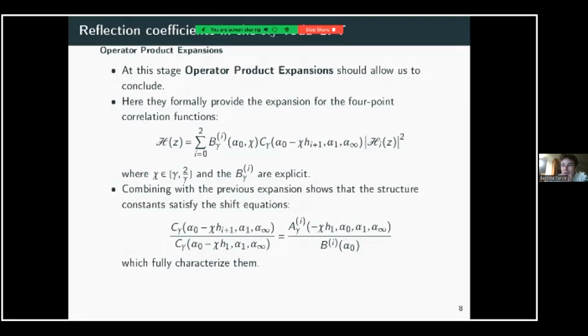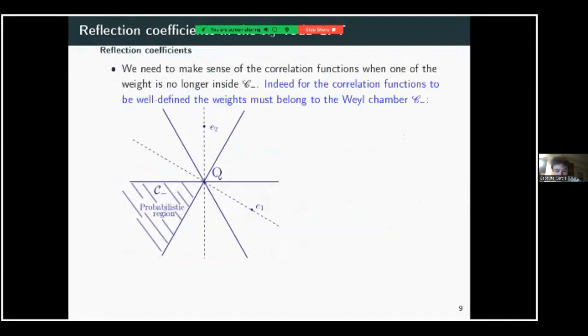Okay, so in principle, this should finish up, but there are a lot of issues actually. One issue is that the structure constants that are involved in this expansion do not necessarily make sense probabilistically because of the Seiberg bounds. Remember that for the correlation functions to be well defined, they need to satisfy that the scalar product of alpha minus Q with e_i is negative.